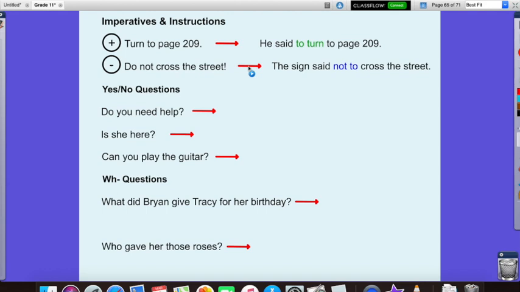Let's look at another example. Don't scream in the library. This is direct speech, reported speech. The man said not to scream in the library.